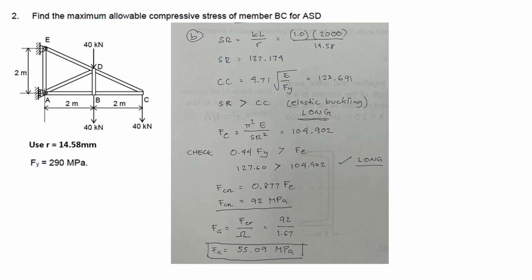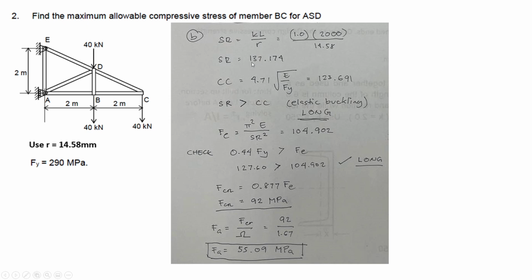Now, very procedural. We have the allowable compressive stress. First, solve for the slenderness ratio. Okay? The slenderness ratio is KL over r. We have K equal to 1 because these are both pinned, and we have 2 meters only because BC is what we analyze. That is 2,000 millimeters divided by the given 14.58, and you'll get this slenderness ratio.